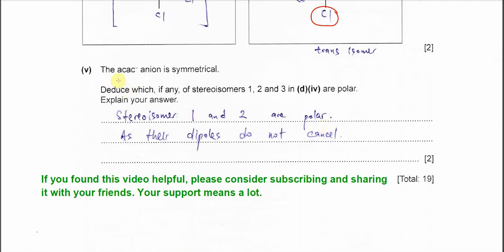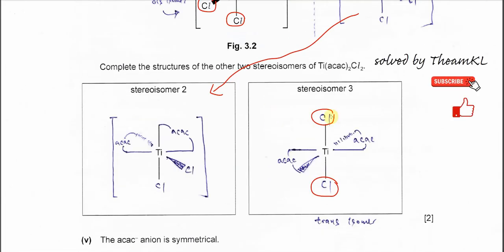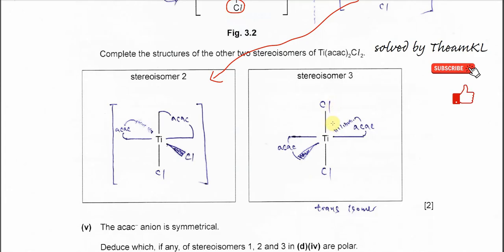Okay, last part. The acac anion is symmetrical. Deduce which, if any, of the stereoisomers 1, 2, 3 in part 4 just now are polar. This one depends on what you drew. In my drawing, as you can see, stereoisomer 3 is non-polar. Why? Because the dipoles can cancel. Opposite is the same ligand, you see, so it can cancel its dipole. This one also can cancel its dipole, right? That's why this is non-polar.